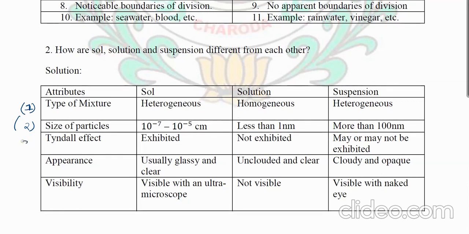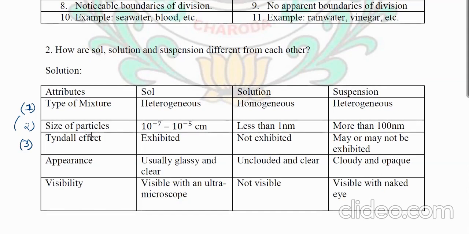Next, the second condition is the Tyndall effect. So what was the Tyndall effect? The Tyndall effect is the effect when light is thrown on a solution or a mixture, and the suspended particles scatter the light rays. That particular effect is known as the Tyndall effect.